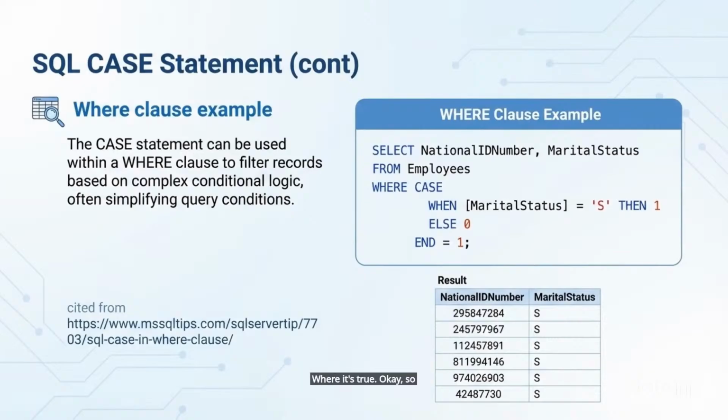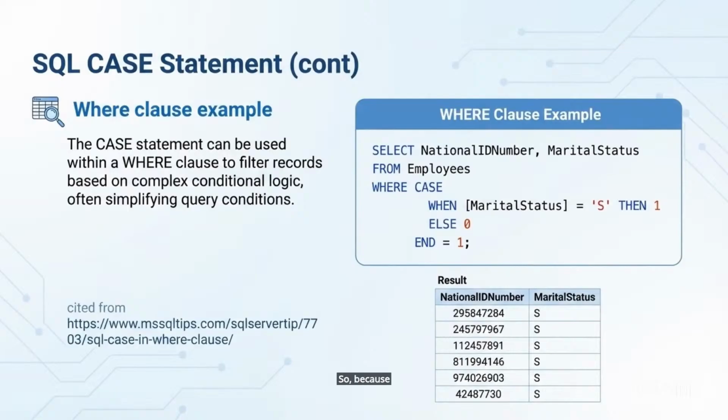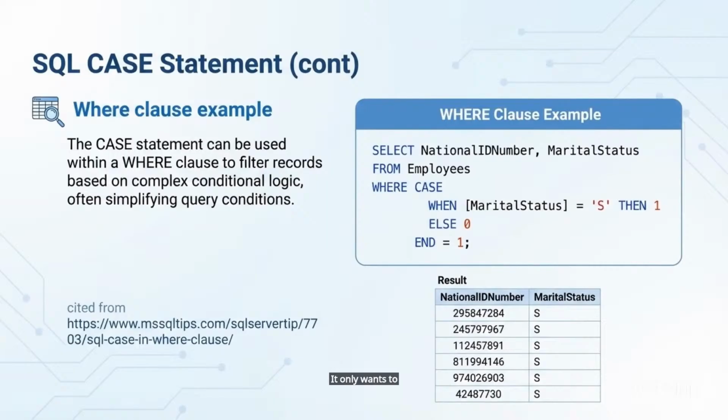Okay, so it means that, okay, I understand. So basically it's doing this thing: when marital status is single, for example, then it's going to evaluate to 1. So because this case, when it's single, evaluates to 1, 1 equal to 1, it's true. So basically what it's saying is that it only wants to return when marital status is equal to single quote S.